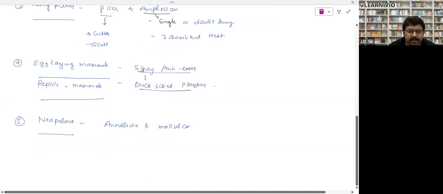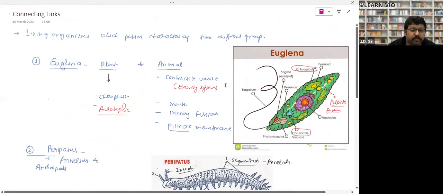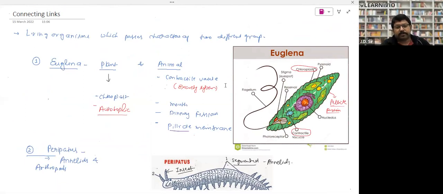Egg-laying mammals, spiny anteater, duckbill platypus, are the connecting link between reptiles and mammals. Neopilina, between Annelida and Mollusca. Do you have these examples? Have you written these examples already? No, sir, I'll take a screenshot. Yeah, please do. This is very important. You will find questions in recent years, and frequently coming questions, from this chapter.